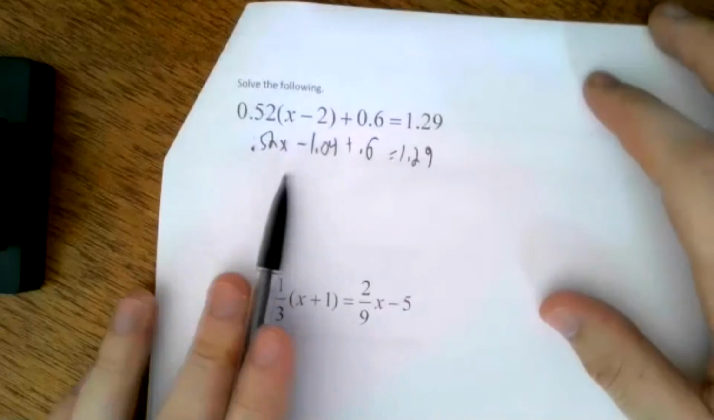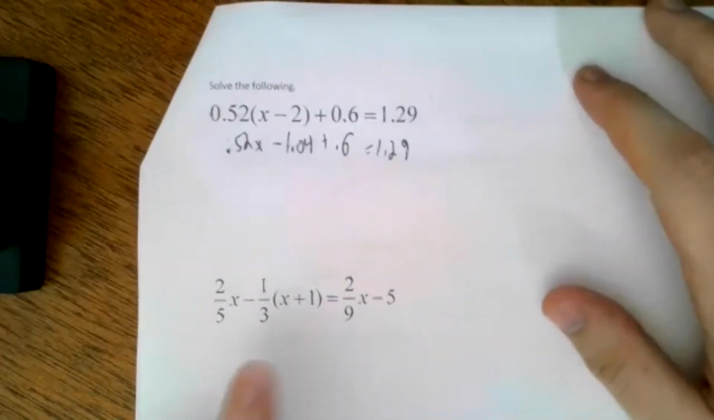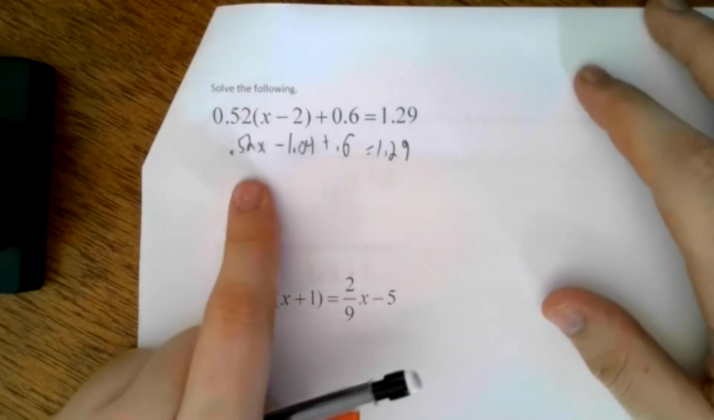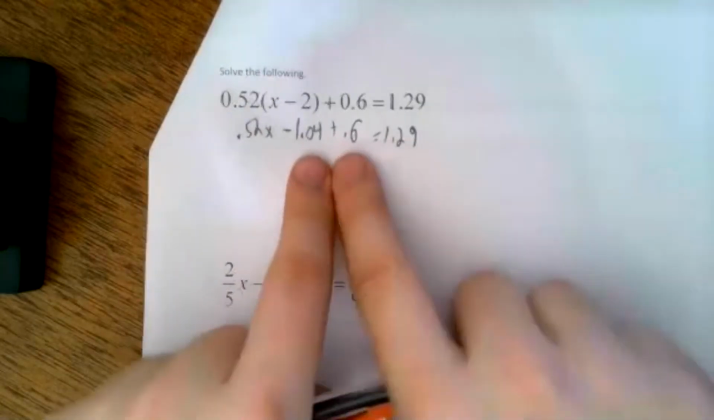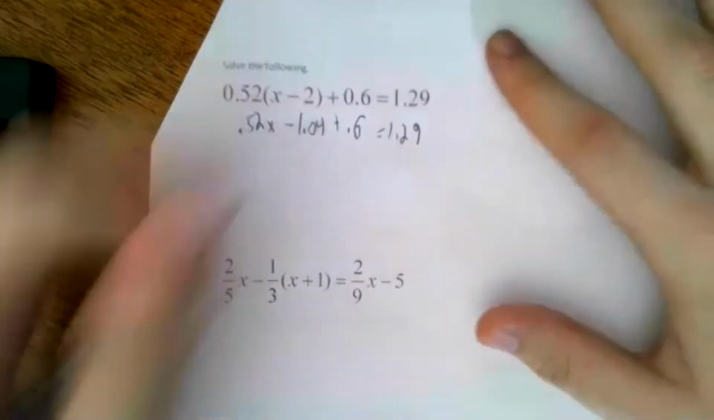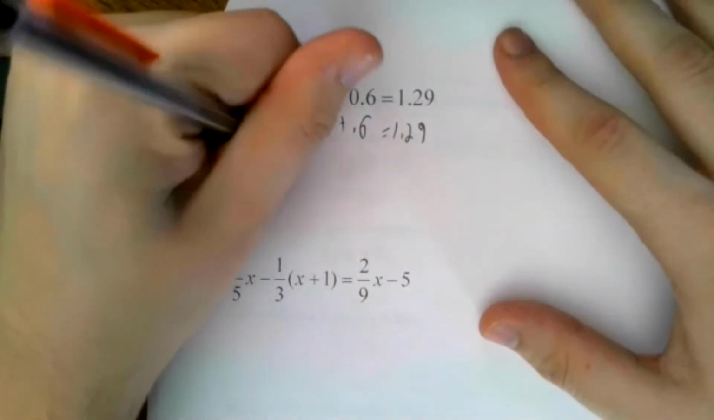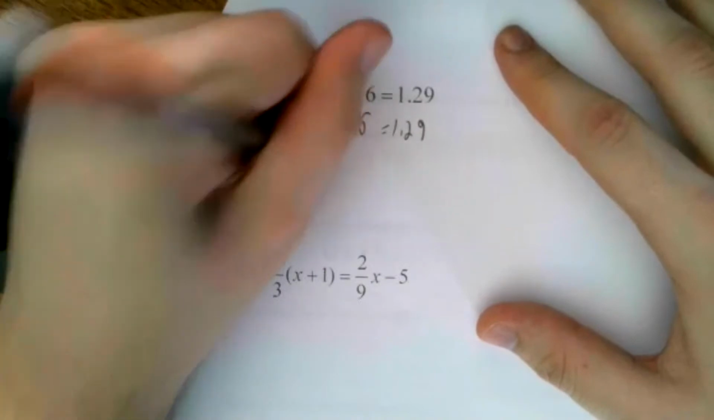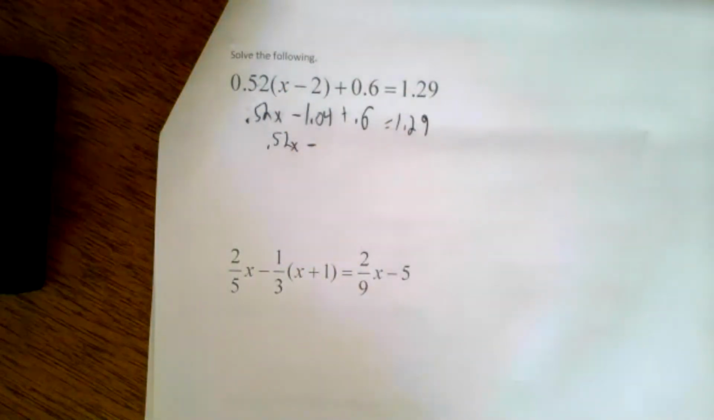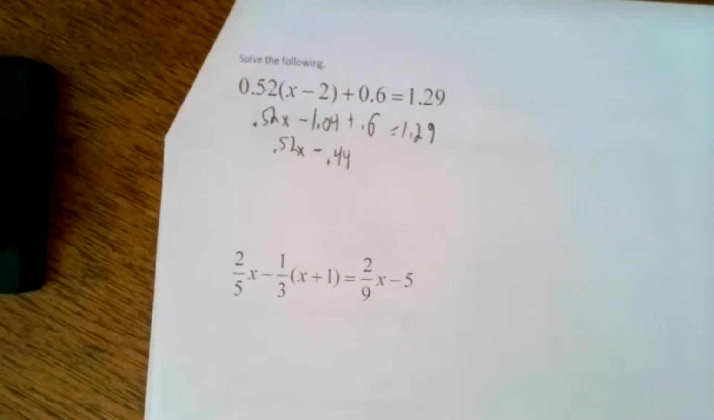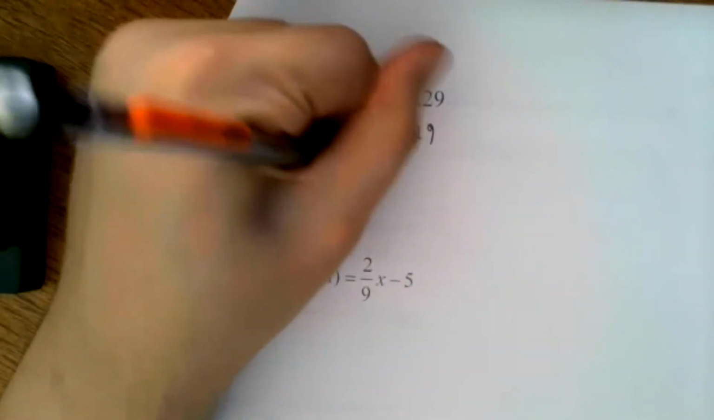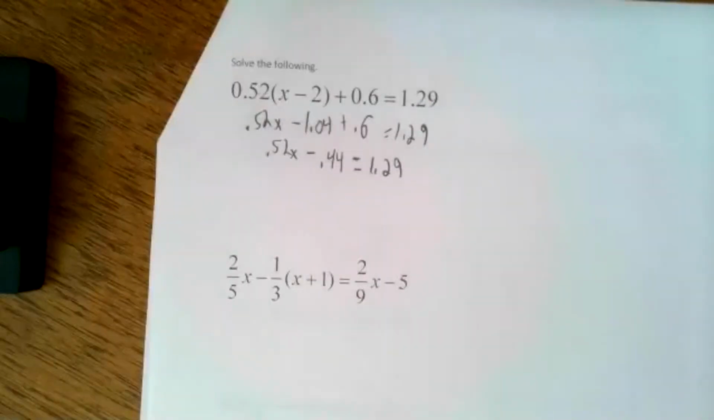Right. So now this starts looking really similar to what we've done before, right? We have x's, we have some constants, and we have another constant, right? So we can combine these two next on the left side. So I have 0.52x minus, I think it's going to be minus 0.44. Yeah. So we have a bigger negative number, so we're going to have minus 0.44. And that's equal to 1.29. Yep.